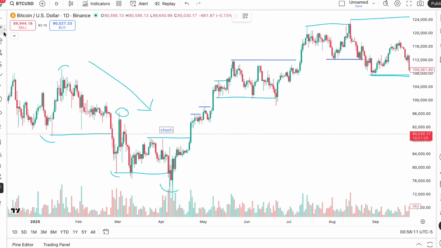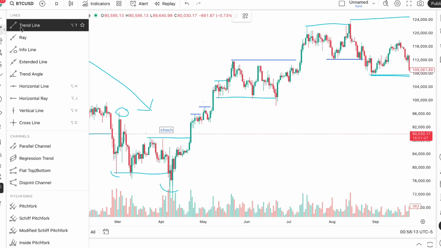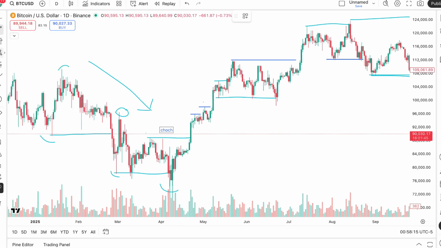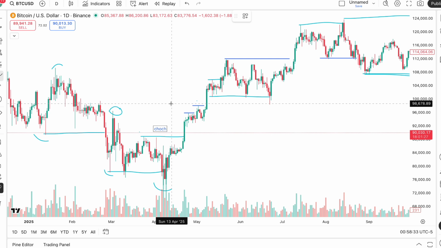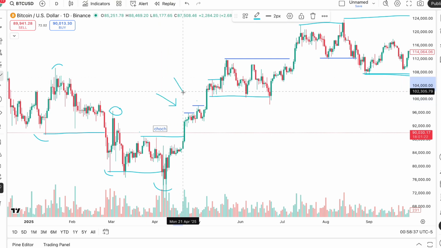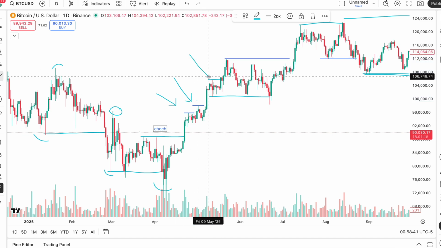So that was the trend change. The trend changed from this point onwards from that shock. And then as you can see, price made higher highs from that point onwards. Higher high.